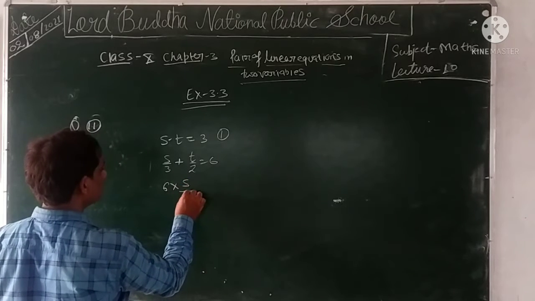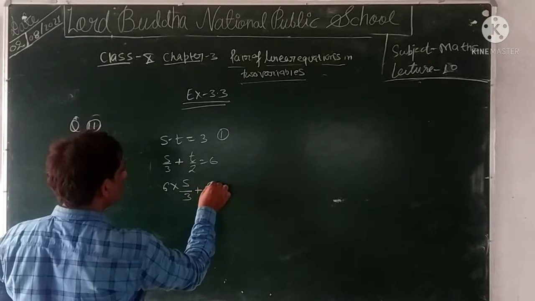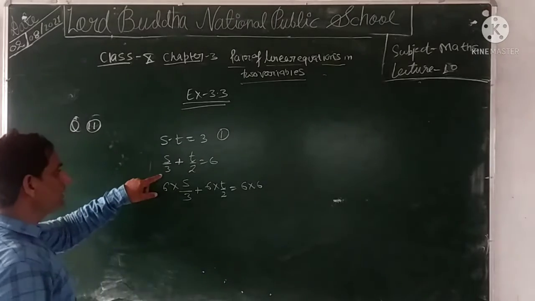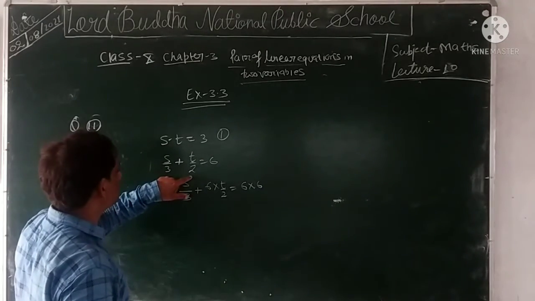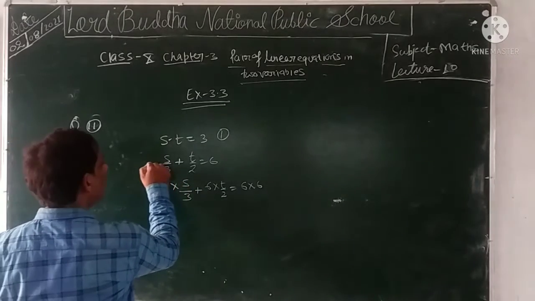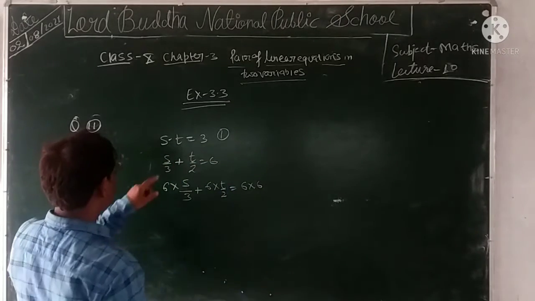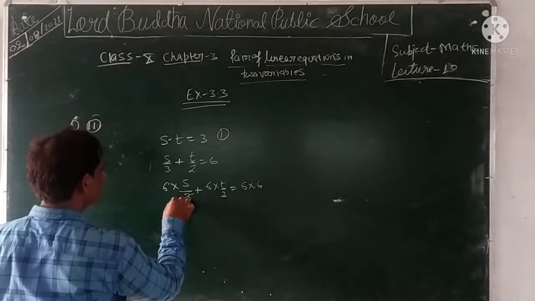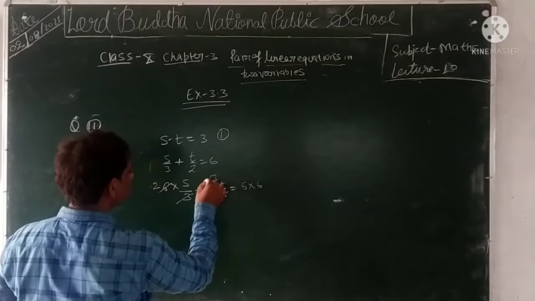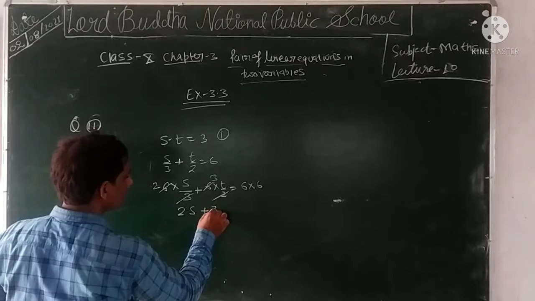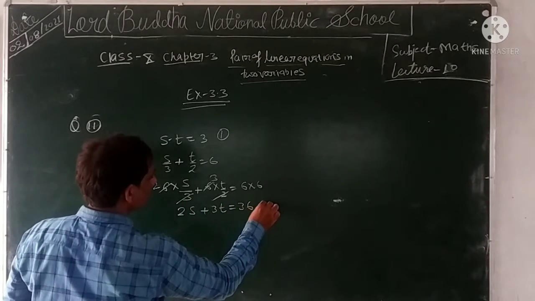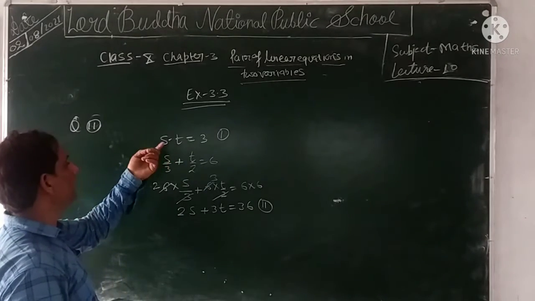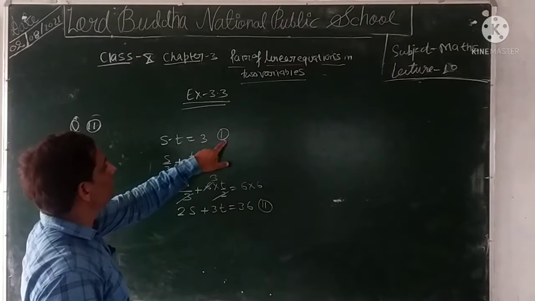First of all we take the LCM of the denominators, which is 6. Now we multiply by 6 to all the terms of this equation. 6 into s upon 3 plus 6 into t upon 2 equals 6 into 6. 3 into 6 is 2s, and 2 into 6 is 3t, means 2s plus 3t equal to 36. This is the second equation. Now we can find the value of s in terms of t easily from the first equation.